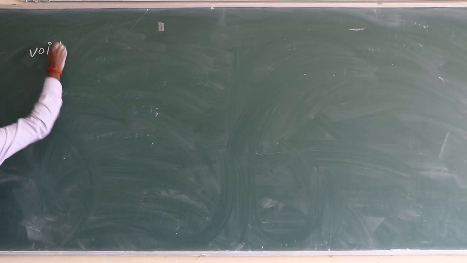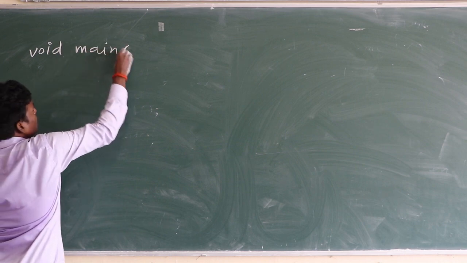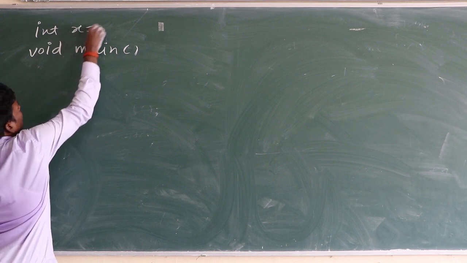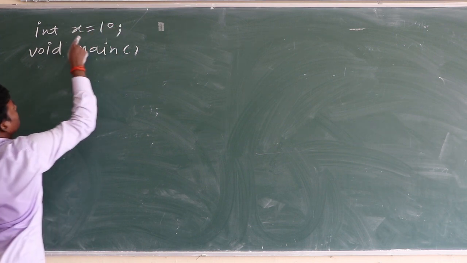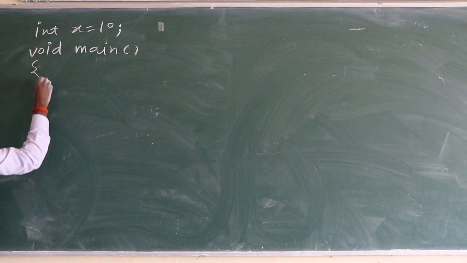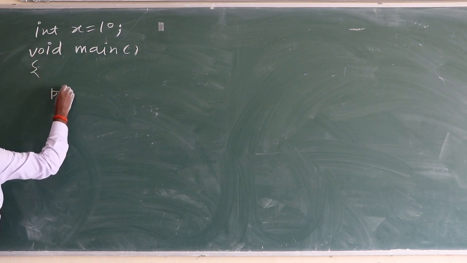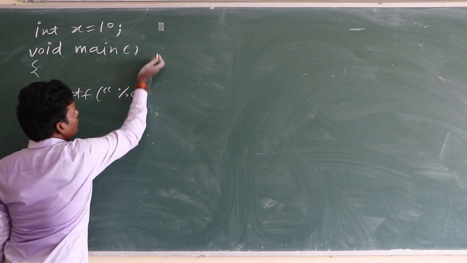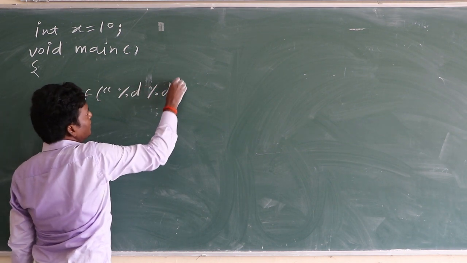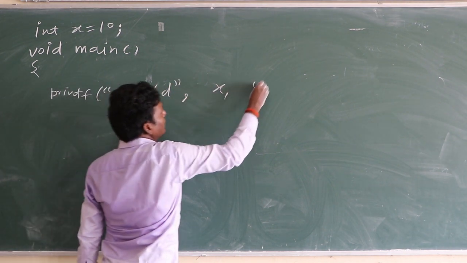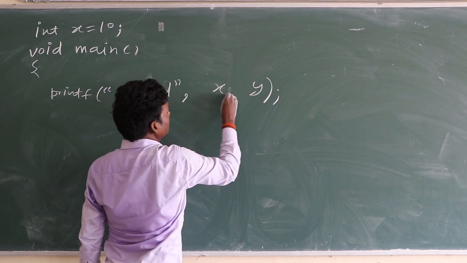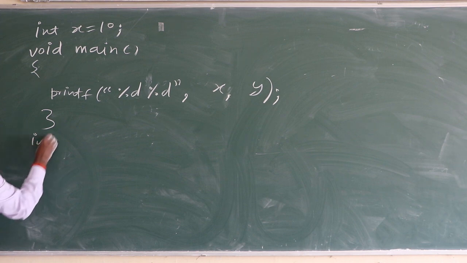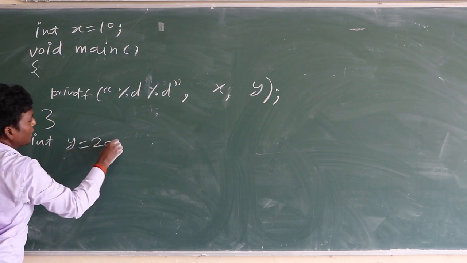Next question. void main, here int x equal to 10. So this is a global variable declared before main. Class, here printf, %d, 2 times %d, x comma y, and here int y equal to 20.